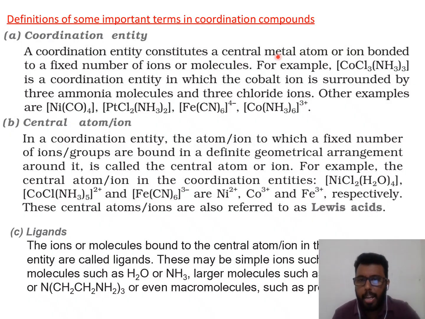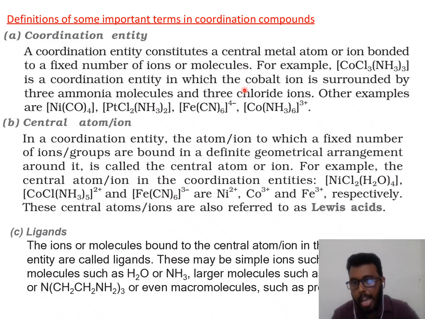The metal atom can be any transition metal atom or ion, which is bound or bonded to a fixed number of ions or molecules. That number of ions or molecules bonded with that particular metal atom determines the geometry. For instance, if four ions are bound with the metal atom, the coordination number will be 4, so the geometry will be tetrahedral.